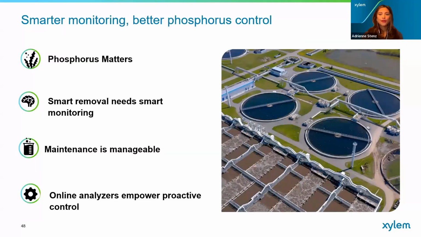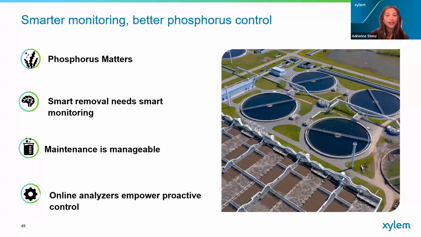To wrap things up, we've seen how phosphorus is essential to life, but when it goes unmanaged, it becomes one of the most disruptive pollutants in our waterways. Whether you're using chemical dosing, biological removal, or planning for future upgrades, real-time phosphorus data gives you the control and confidence to make better decisions, not just for compliance, but for efficiency and for sustainability. Online analyzers like the ELIZA make this possible.